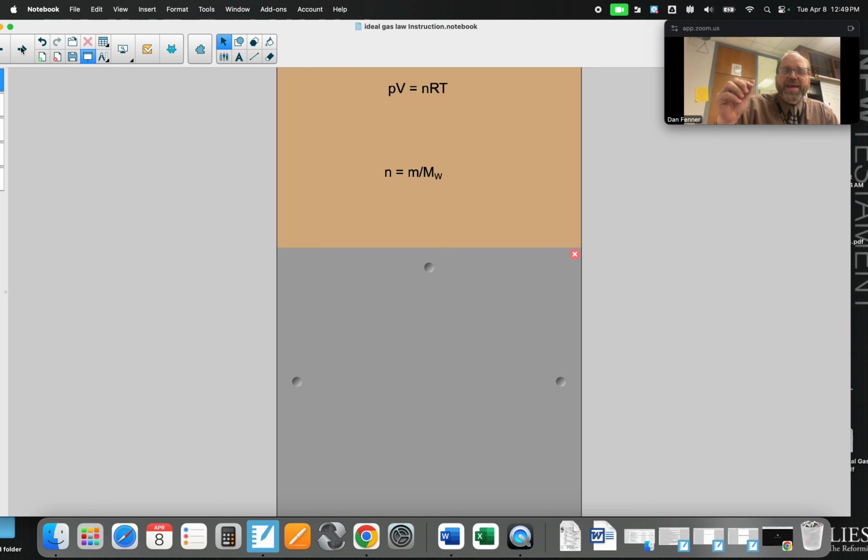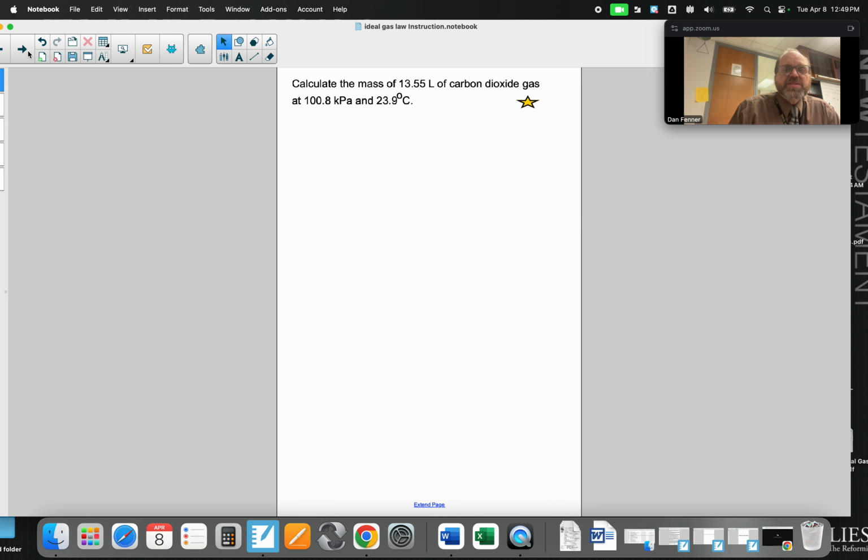So we plug that in and solve out, get rid of the fraction, we end up with the second equation, PV MW is equal to mRT, where MW is molecular weight and m is mass. So let's try another problem. Calculate the mass of 13.55 liters of carbon dioxide gas at 100.8 kilopascals and 23.9 degrees Celsius. So we use this equation since we're dealing with mass, okay? We use the first one for moles, we use the one with the mass.